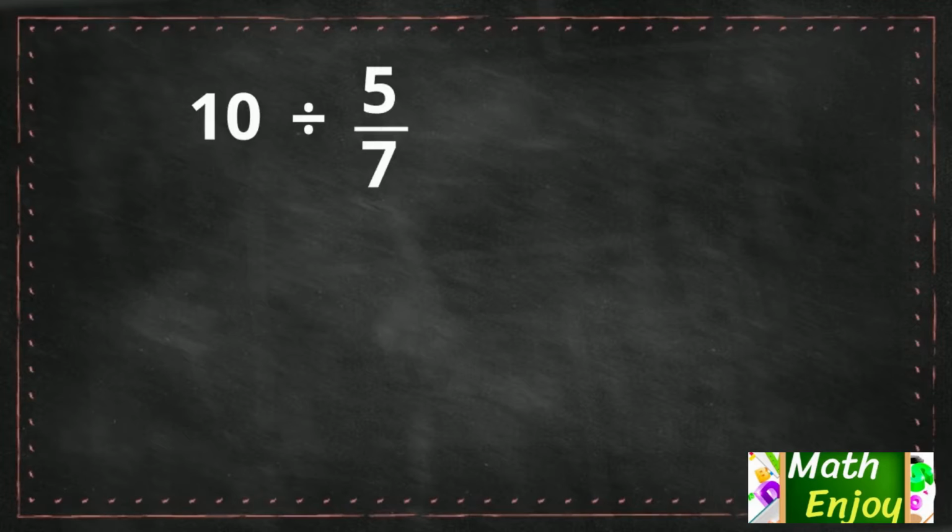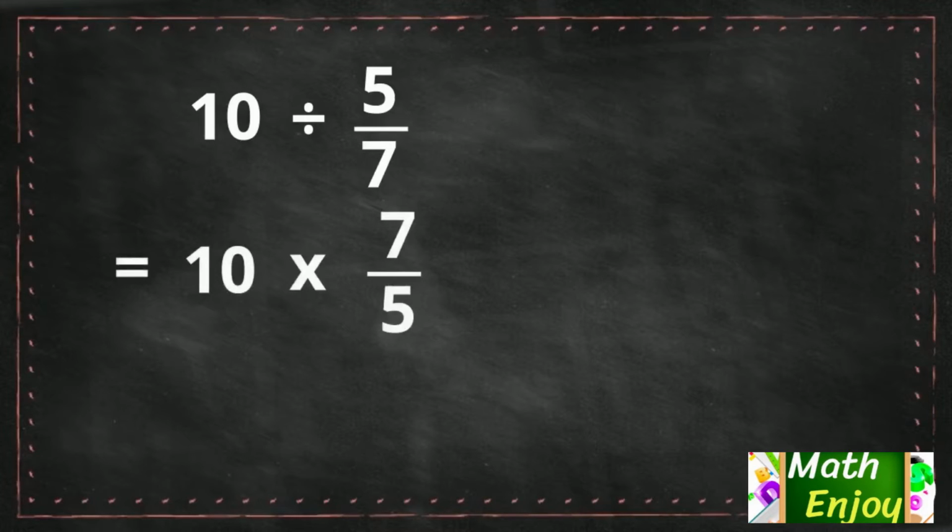Next one, 10 divided by 5 over 7. First we will convert this division into multiplication. 10 multiplied by 7 over 5. We have to interchange the numerator and the denominator. It is the reciprocal. 5 over 7 should be 7 over 5.